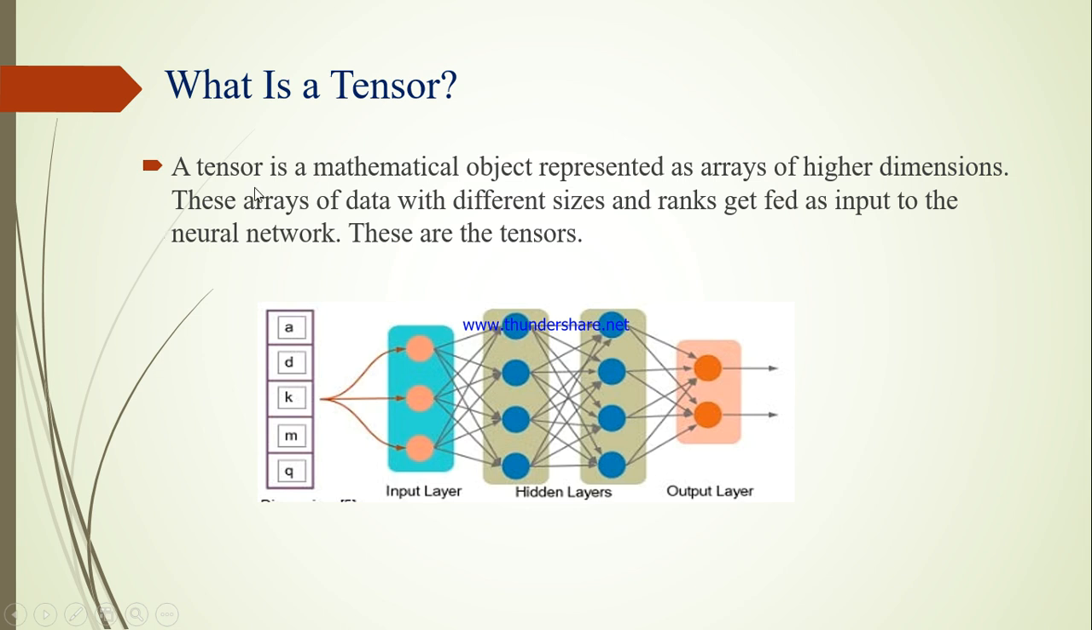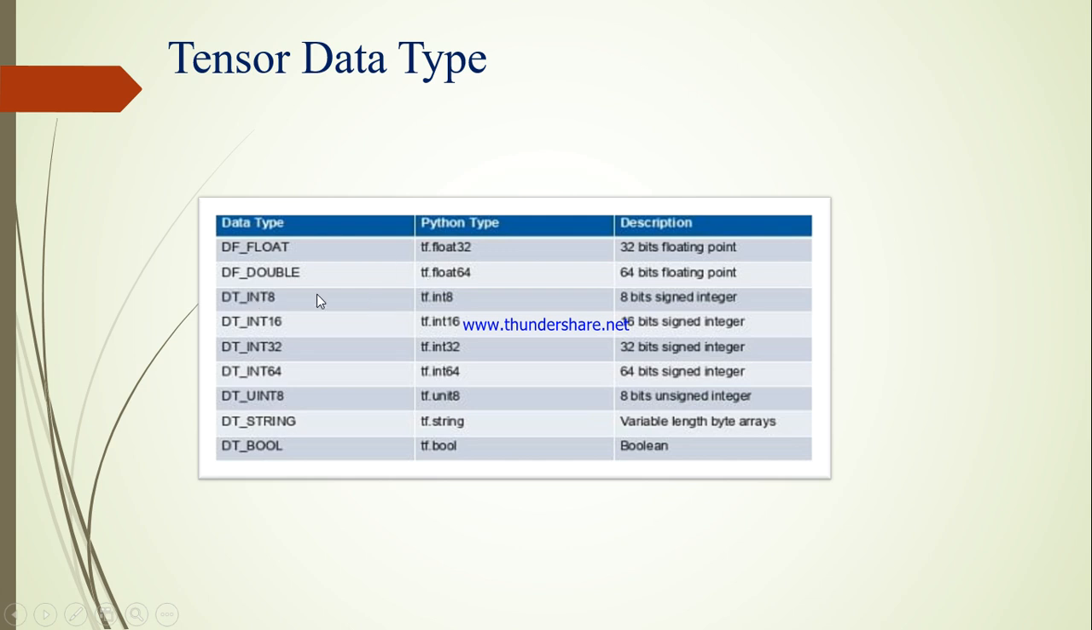So now the meaning of tensor: it is one of the mathematical objects that is helpful to represent arrays of higher dimensions. That is the tensor. And TensorFlow always represents computation as a data flow graph. This is the one which is based on deep learning only. And some of the data types are tf.float, tf.int8, tf.int64, and so on.